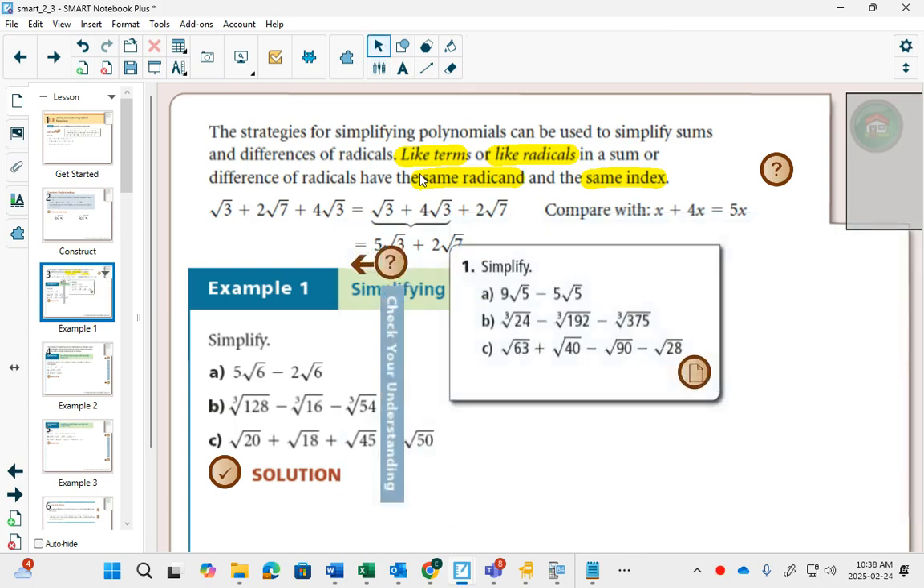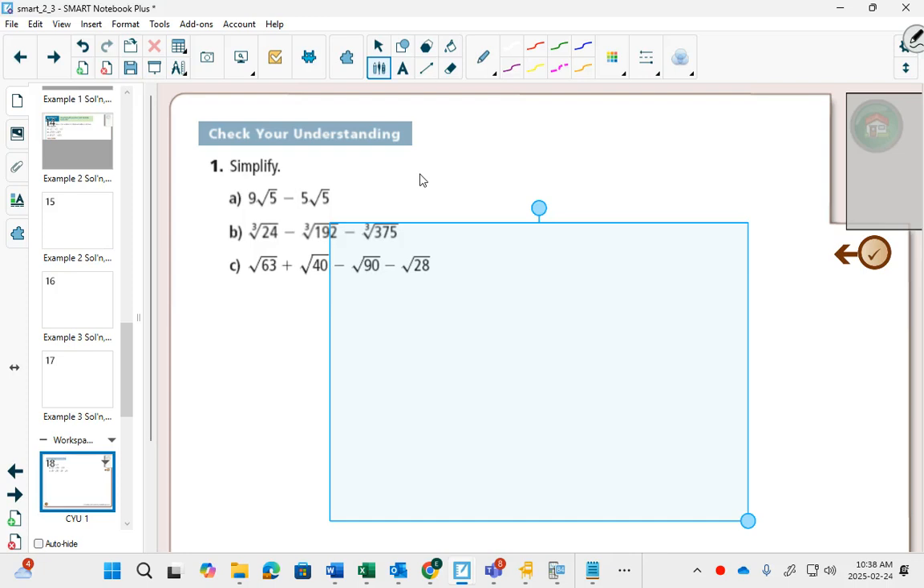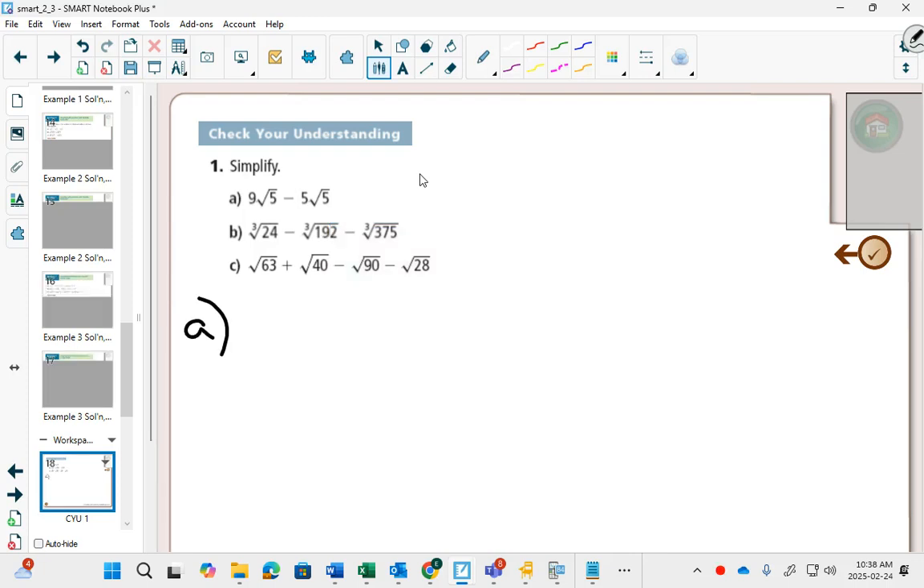So when we go to question 1 here, part A, I have 9 root 5s minus 5 root 5s. Are those radicals the same? 5s are the same on the inside. They're both square roots. So I can simplify this to 4 root 5s.